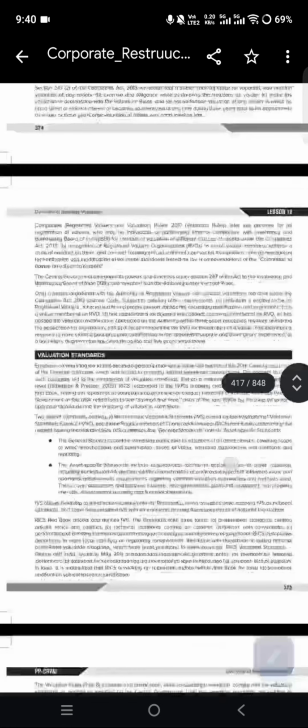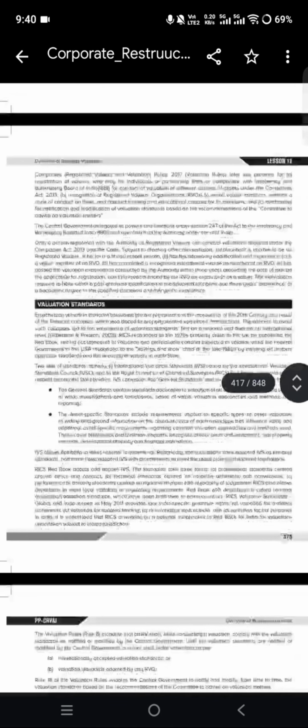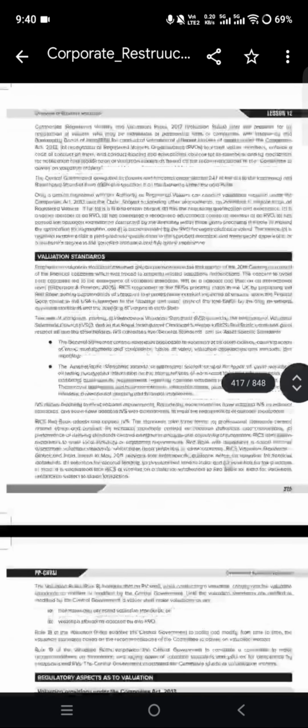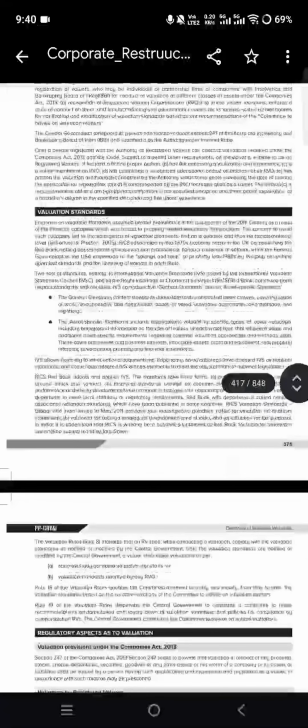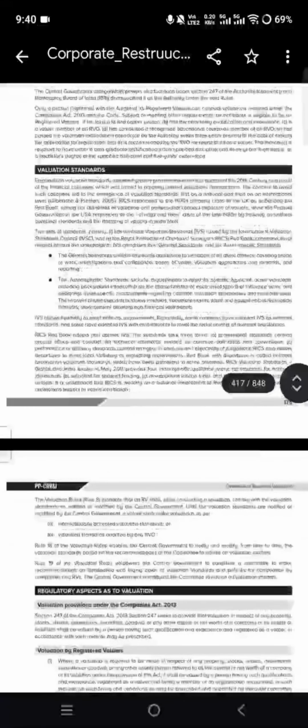IVS allows flexibility to meet national requirements. Reportedly, some countries have adopted IVS as national standards and some have adopted IVS with amendments to meet the requirements of the national legislations. So some of them adopted it as it is, some of them made changes and adopted. The RICS Red Book adopts and applies IVS.